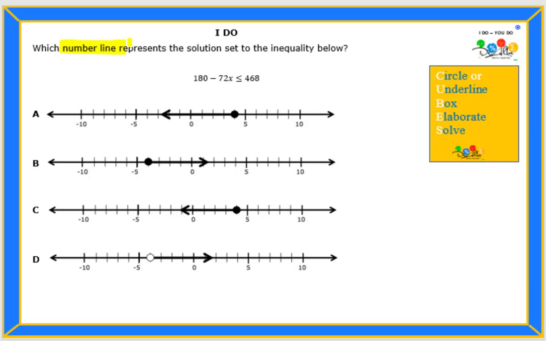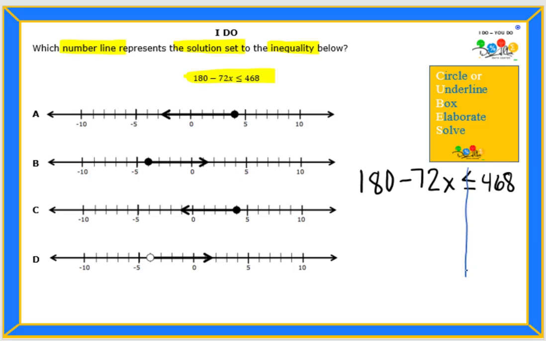Which number line represents the solution set to the inequality 180 minus 72x is less than or equal to 468? So let's go ahead and start by writing this inequality again here. 180 minus 72x has to be less than or equal to 468. Following our equation and inequality rules, we are making sure that we are doing the same thing to both sides of the sign.